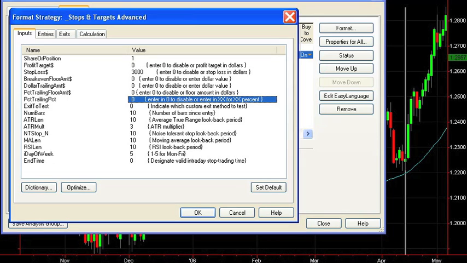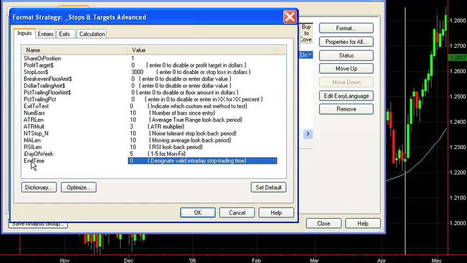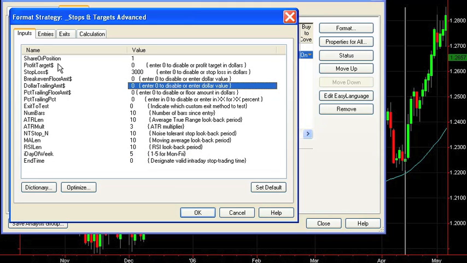What you will notice is I removed end of day exit. I handled that differently by actually putting a specific time. But other than that, the first few inputs are identical to what TradeStation provides. So we're not going to go over that.